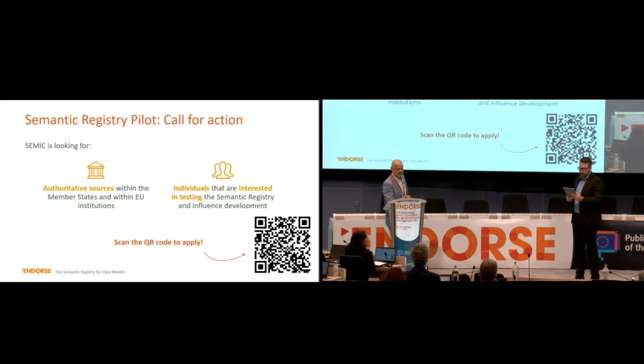So, first question. The Semantic Registry reminds me of Linked Open Vocabularies, LOV, or BioPortal. Do you consider reusing parts of their architecture or workflow?